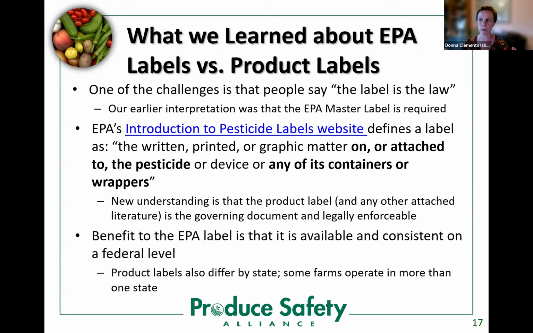And I want to read to you a little section of the EPA's Introduction to Pesticide Labels website. This defines a label as the written, printed, or graphic matter on or attached to the pesticide or device or any of its containers or wrappers. So our new understanding is that this product label is a governing document and legally enforceable. So by adding in access to these product labels, it just makes the tool a little bit more transparent about some of these legally labeled uses for pesticides and sanitizers.